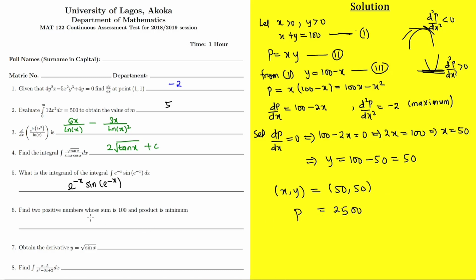But here they are asking us to find the two positive numbers. So the two positive numbers are just 50 and 50. You can write it as 50 comma 50, or as x comma y equals 50 comma 50. You can write them in pair form, just to let them know that our x is 50 and y is also 50. Okay, so let's move on to the next question.